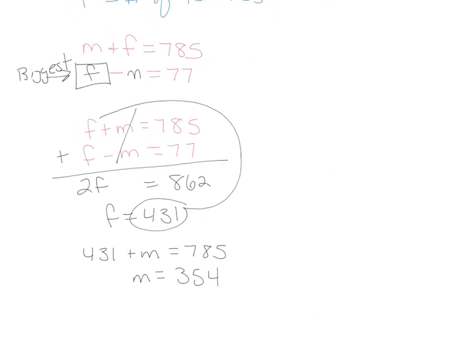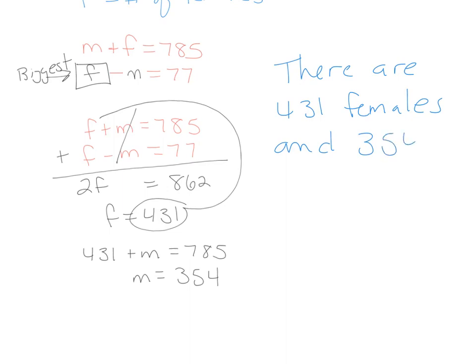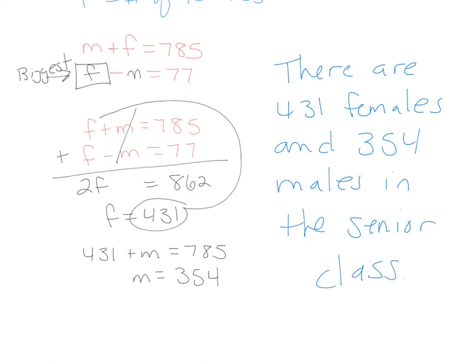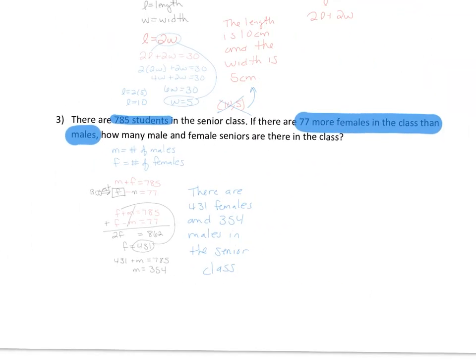Okay, all right, so now we're going to write our sentence. So there are 431 females and 354 males in the senior class. Okay. All right. That concludes our notes for our first section of word problem notes.